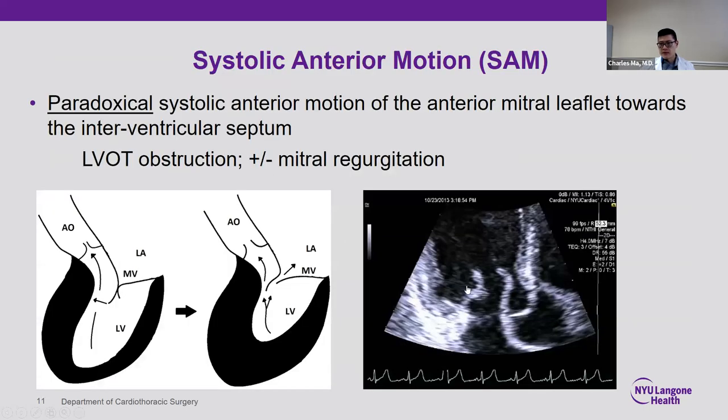And this phenomenon became later known as systolic anterior motion. It's defined as a paradoxical motion during systole of the anterior leaflet of the mitral valve, which was not repaired or intervened on at the time. But as you can see here, during systole, it moves towards the LVOT and causes a functional obstruction.